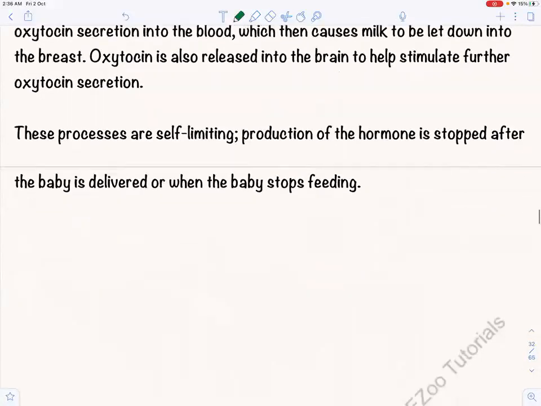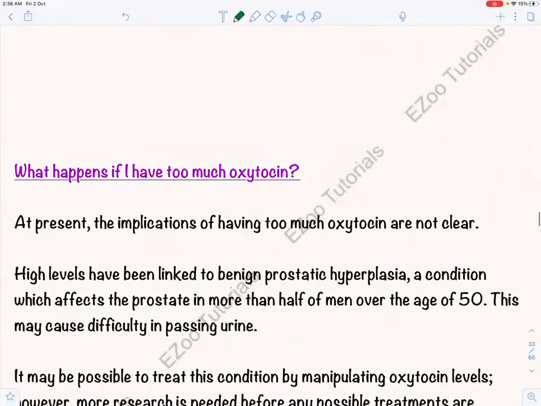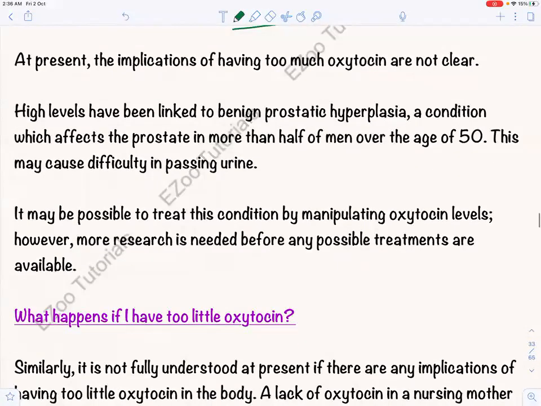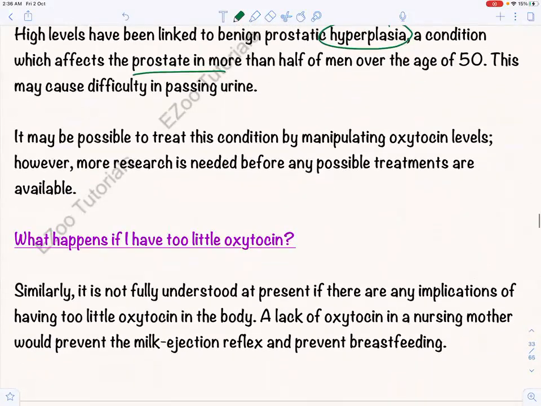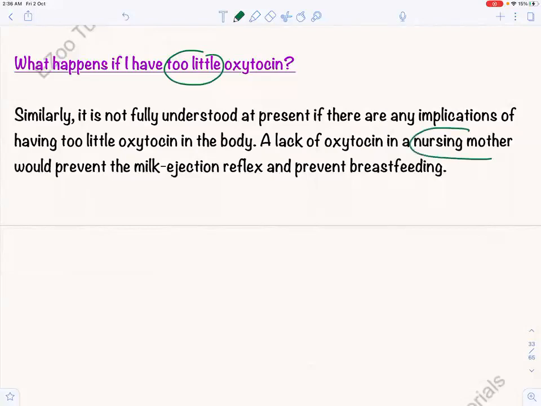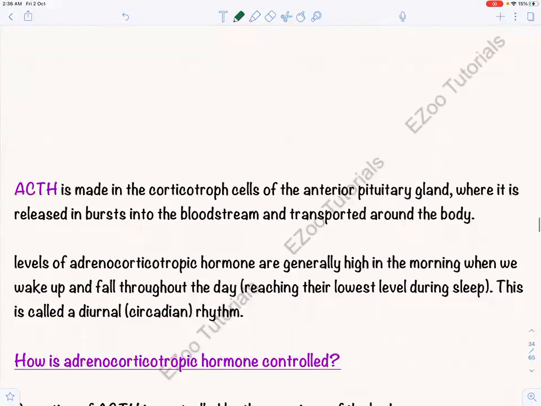Now, what happens if I have too much oxytocin? We don't know much about this yet. Let us see what will happen, and you can read about it. Hyperplasia is a condition which affects the prostate in more than half of the men, right? Now, if I have too little, if in a nursing mother there is lack of oxytocin, what will happen? Milk will not come and will prevent breastfeeding, which is very important.